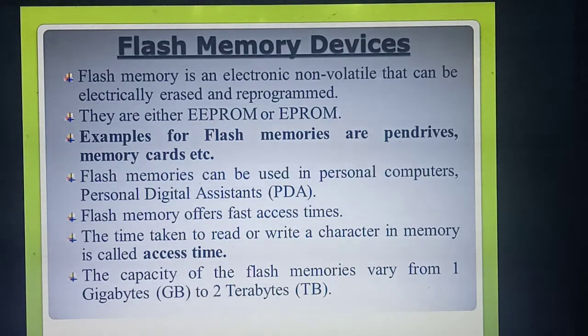Today the first secondary storage device you are going to study is flash memory. Flash memory is also non-volatile. Almost all secondary storage devices are non-volatile. What do you mean by non-volatile? Non-volatile means once you have saved or stored the data, you can edit it or delete it, whatever you need. But volatile means once saved, you cannot edit it. That is not permanent, that is temporary. But a secondary storage device is always a permanent storage device.